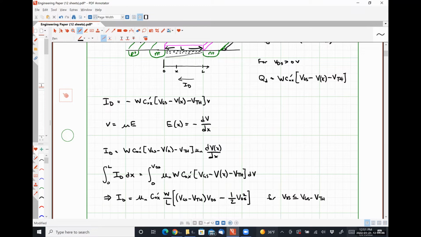This region, VDS less than or equal to VGS minus VTH, we are going to call the triode region. We can see that our current here depends on two voltages.